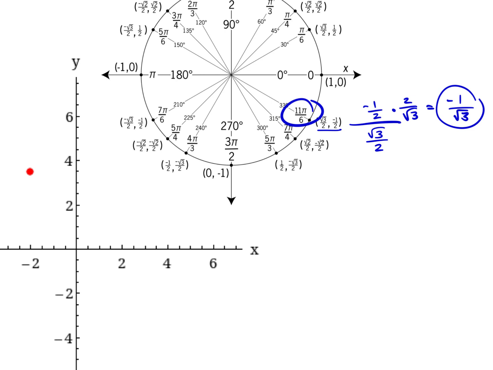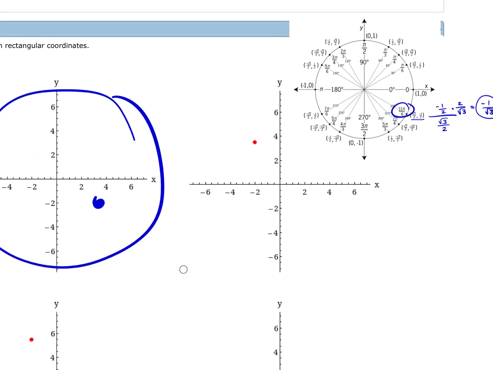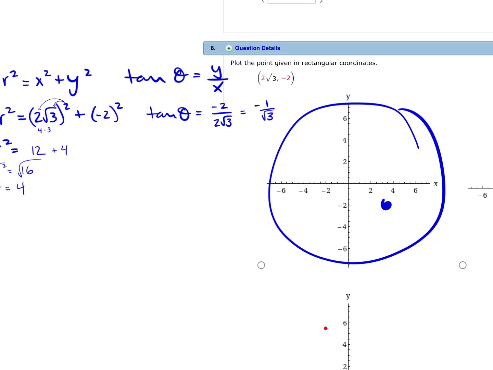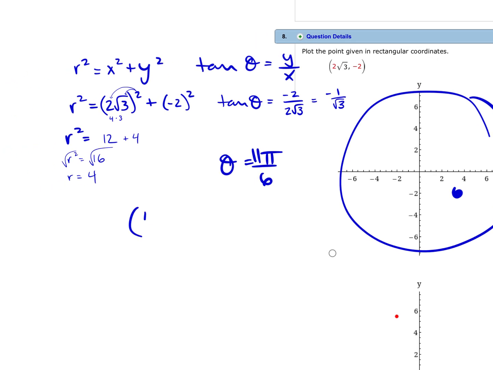So we knew that it was either going to be 11 pi over 6 or 5 pi over 3 because those were the only ones that had a square root 3 in it. If you're not sure, just do y over x and see which one simplifies to what you need. So we were lucky and got it on the first try. 11 pi over 6 would be our theta. So our point would be 4, 11 pi over 6.